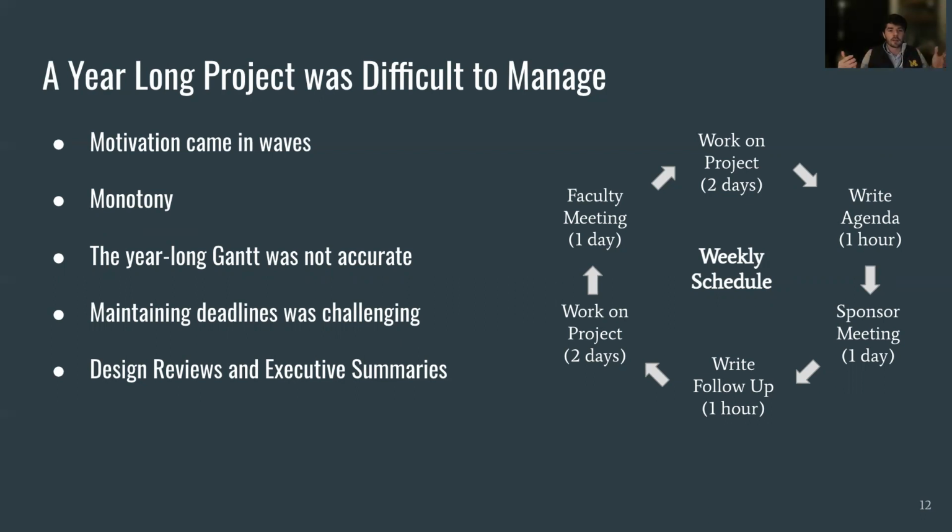And it was hard to motivate yourself every week, even though you knew deep down that the project still wasn't due for months away. Lastly, the MDP course itself required several design reviews and executive summaries throughout the project. As much as they were a lot of work to create and present, I believe that they definitely helped me improve my technical communication skills and have more confidence whenever I'm speaking in front of an audience, which I believe was one of the big takeaways from this project for me.